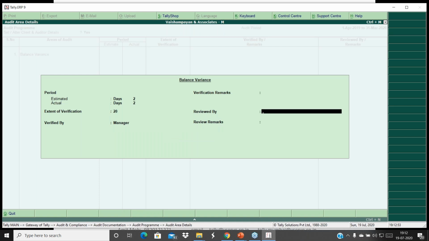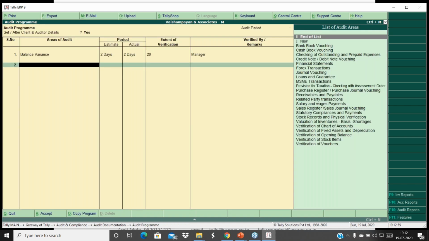Verification remarks. All this data remains stored, and it is available for you to verify for the next year's audit program as well. So it becomes very essential that you do an elaborate audit program, record it, and use it for the next year as well. This is typically the case for a statutory audit under the Companies Act, or a normal audit, where audit documentation becomes very critical.